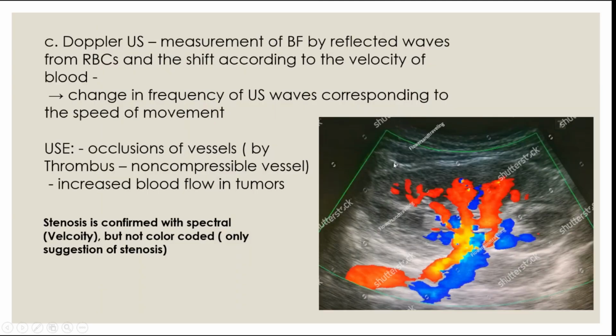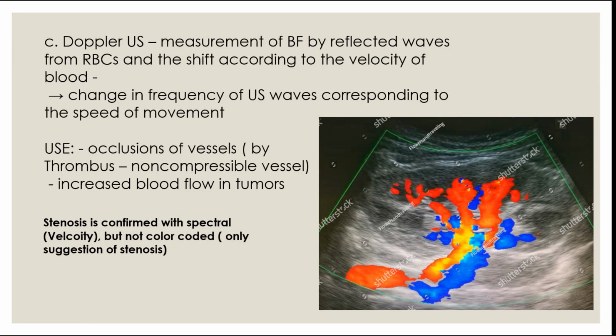Okay, so you have the superficial ultrasound, the one that you use the gel for, to reduce the air interface, and then you have the endoscopic one. And then we have the Doppler ultrasound. The Doppler ultrasound basically measures the blood flow by reflected waves from the red blood cells. And the frequency shift is usually according to the velocity of the blood. So basically, it just shows you the blood flow.